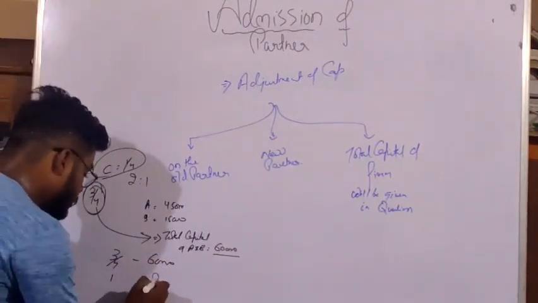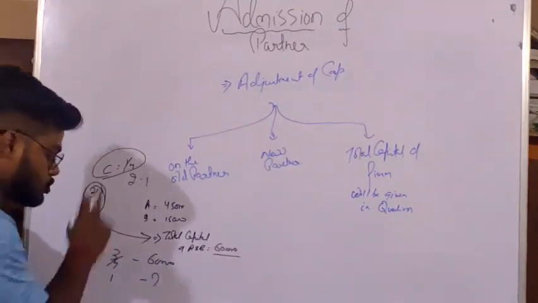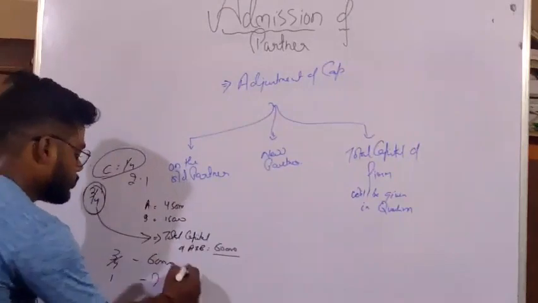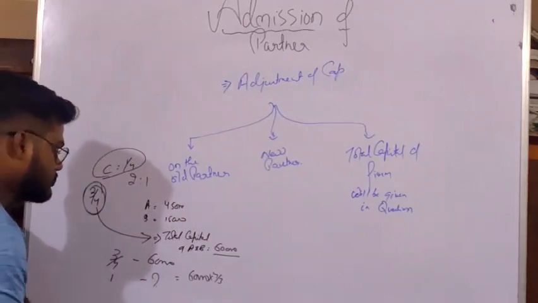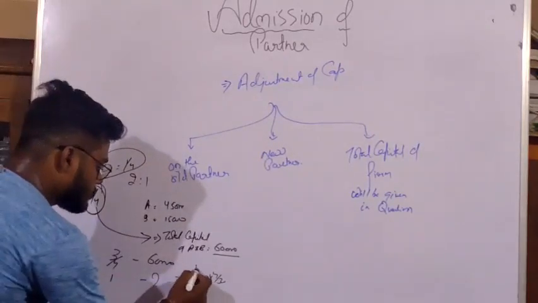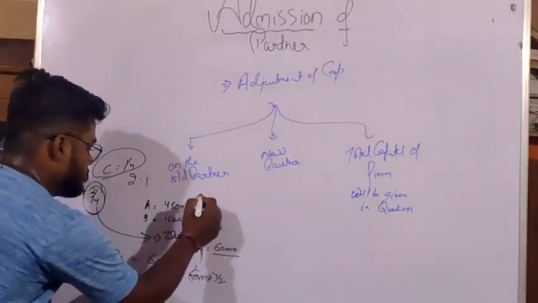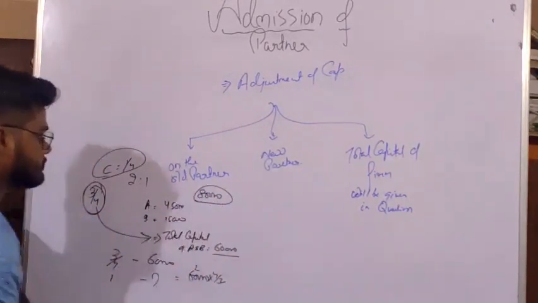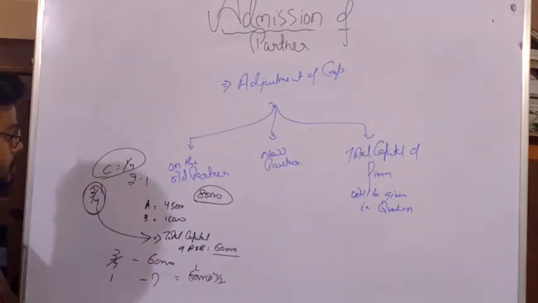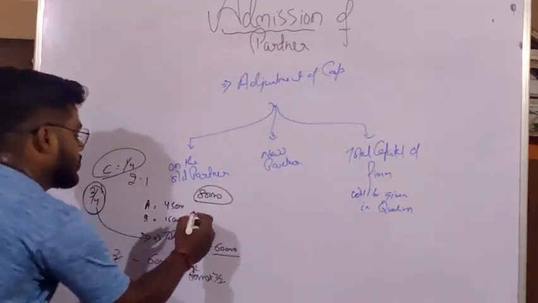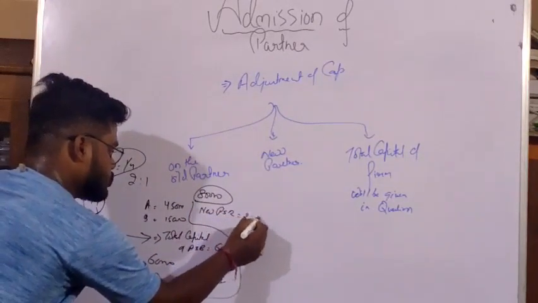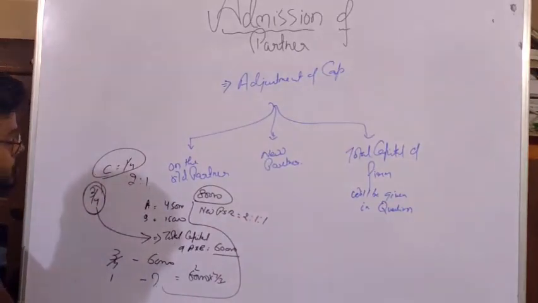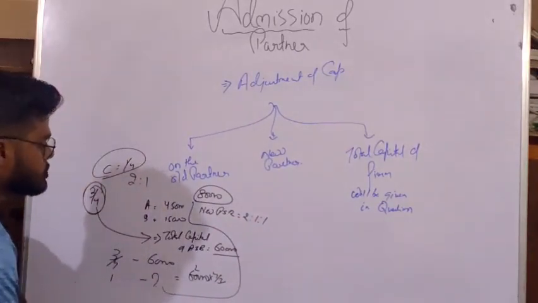Then the total firm's capital should be how much? Total capital, sir, 60,000 into 4/3. Okay, that equals 80,000. Total capital of the firm should be 80,000. Now calculate the new profit sharing ratio, new PSR, that equals 2:1:1. You can calculate 2:1:1.